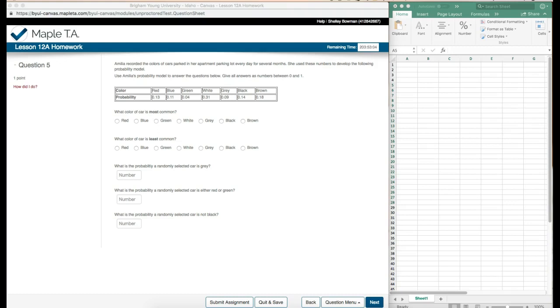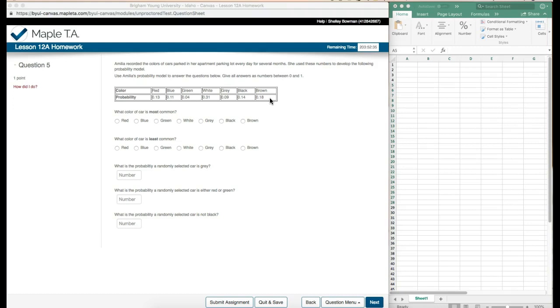First of all, we have our probability model. You'll notice, as a side note, if I were to add all of these together, because a probability model is all based on percent, this should add to 100%, because we're talking about all of the cars, which would be 100%, or the number 1.